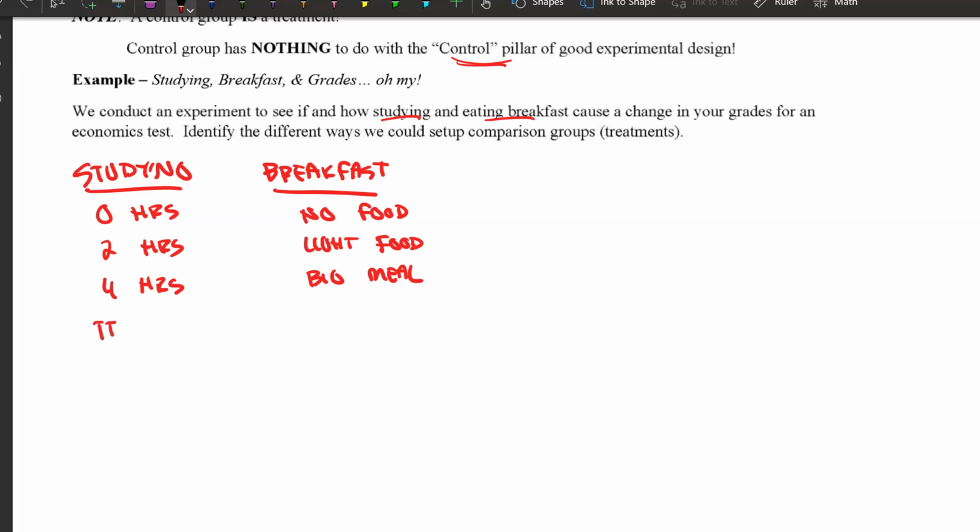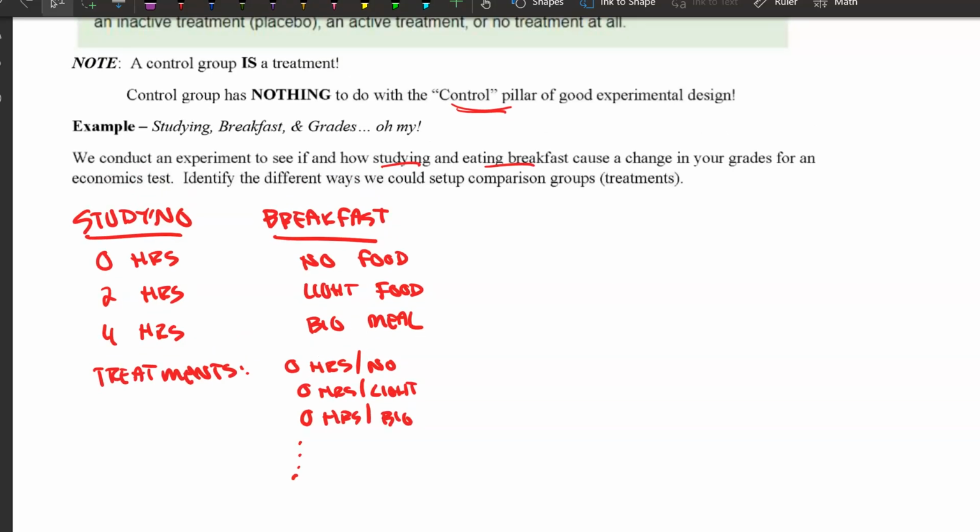So the treatments would be 0 hours and no food, 0 hours and light food, 0 hours and big meal, etc., etc. That's one way to do it. And now, do we have a control here? I mean, I don't know if it matters if we talk about a control group here. I guess, is 0 hours the control group? I guess so, maybe. Is no food the control group?